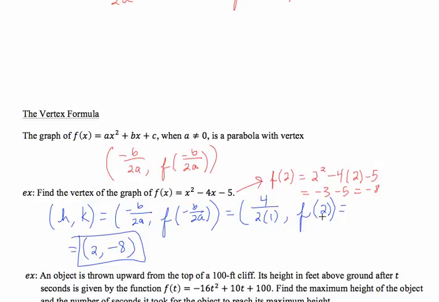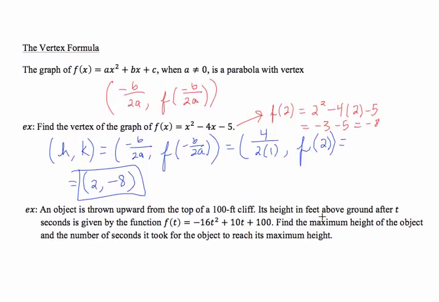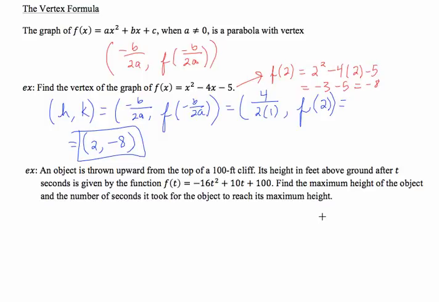And you didn't have to rewrite the whole function in vertex form. You just used that shortcut formula, negative b over 2a. So memorize that. Memorize the fact that h equals negative b over 2a.